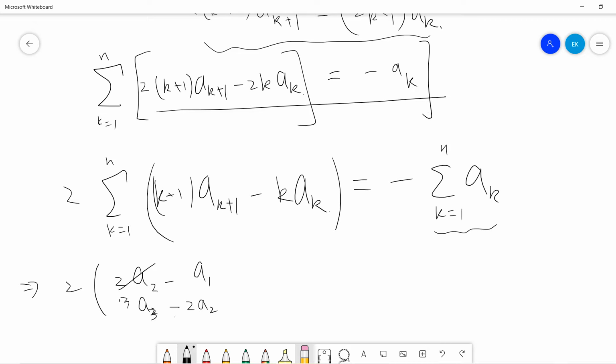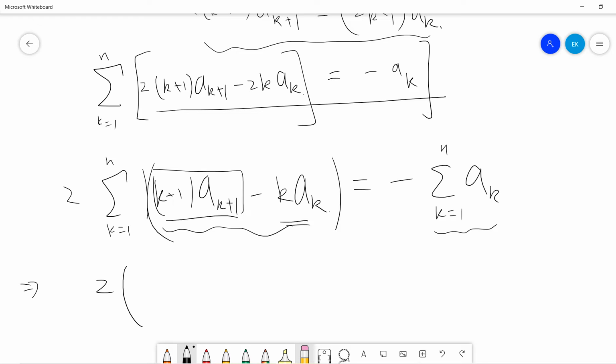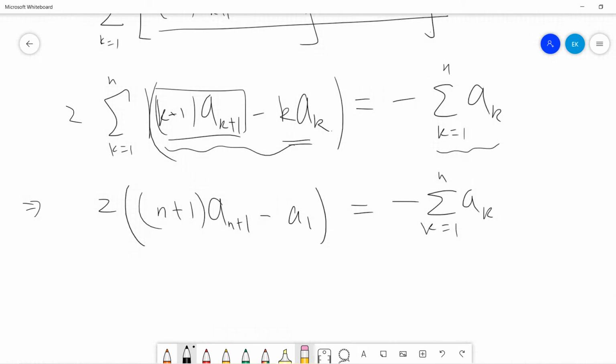You see that these two cancel, and the next term is 4a4 minus 3a3, so those cancel too. If you do it carefully, the middle terms always cancel. So finally you get the 2 times the final term, (n plus 1) a_(n plus 1), minus the original term, which is a1. So this is 2(n plus 1) a_(n plus 1) minus 2a1.